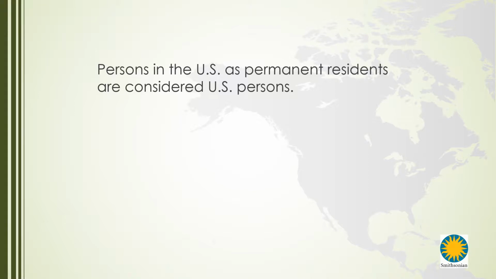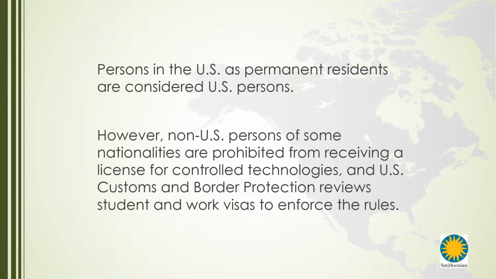Persons in the U.S. as permanent residents are considered U.S. persons. However, non-U.S. persons of some nationalities are prohibited from receiving a license for controlled technologies, and U.S. Customs and Border Protection reviews student and work visas to enforce the rules.